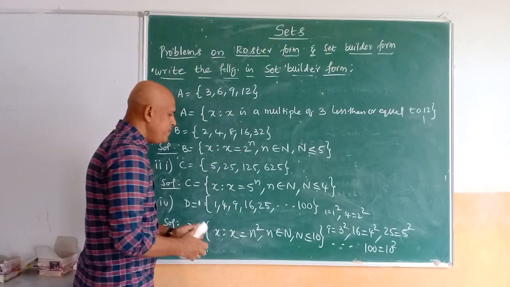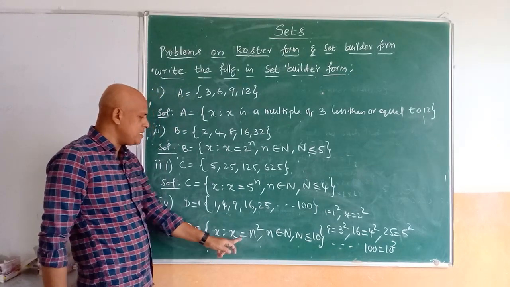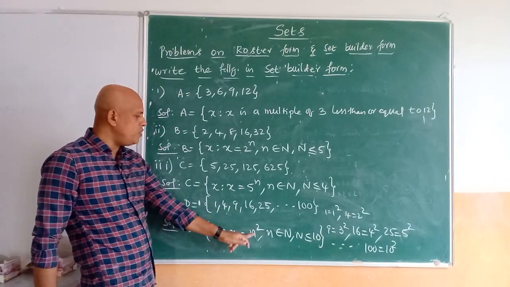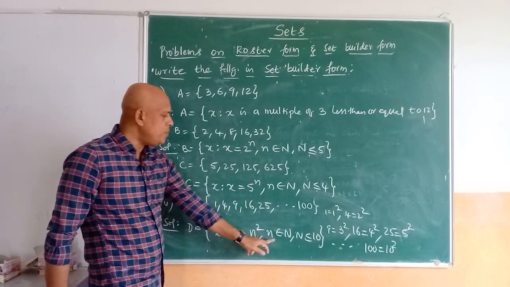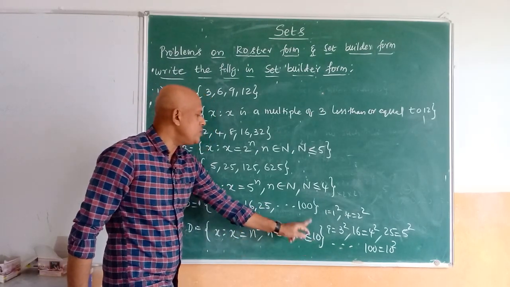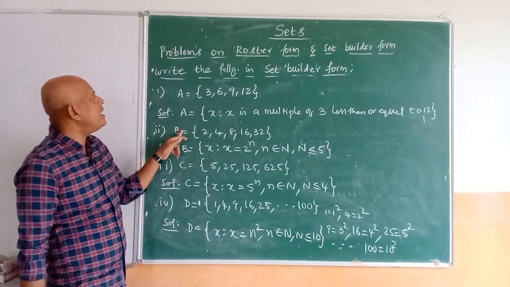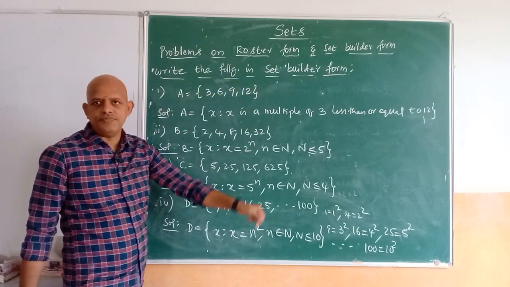Let us check here. n belongs to natural numbers up to 10, the first 10 natural numbers: 1 square is 1, 2 square is 4, 3 square is 9, 4 square is 16, 5 square is 25 and so on up to 10 natural numbers. So 10 square is equal to 100. So this is what we are writing here, writing the following in the set builder form.